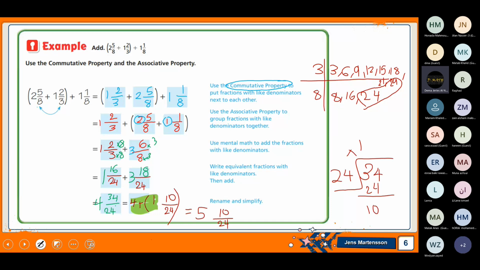Now 10 and 24. Is there any common factor? 10 and 24, are they even numbers? Yes. So we can divide them by 2. 10 divided by 2 is 5. And 24 divided by 2 equals 12. And then here you will write the 5 down. So it comes like 5 and 5 over 12.